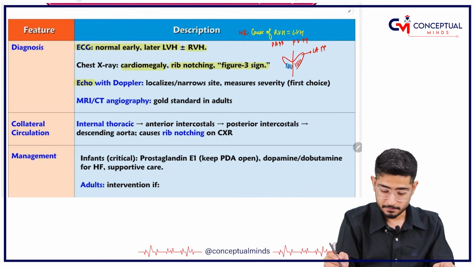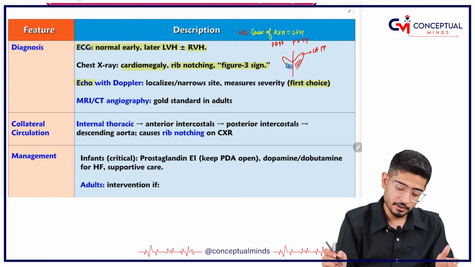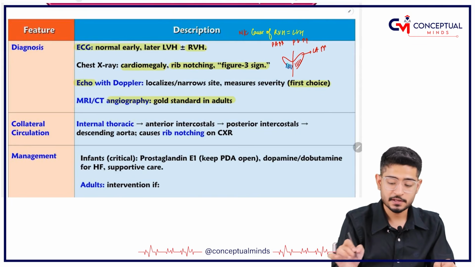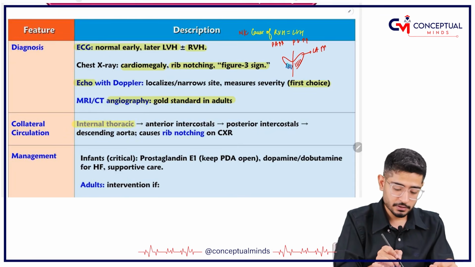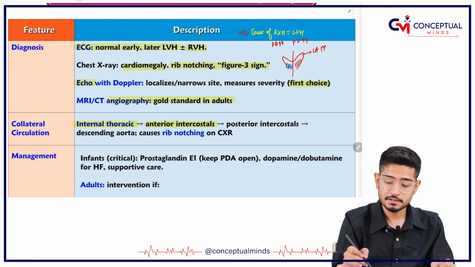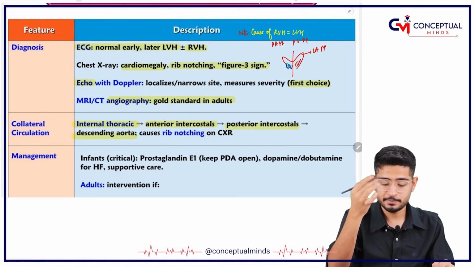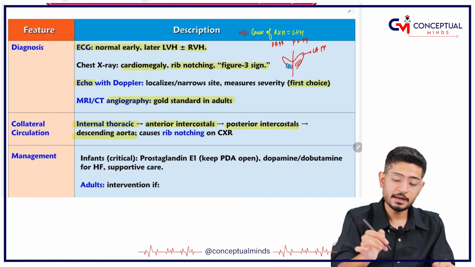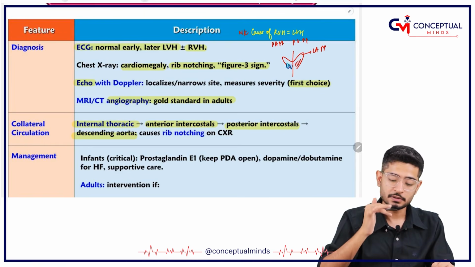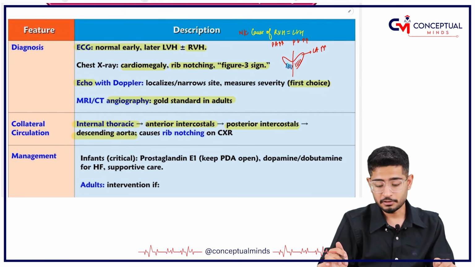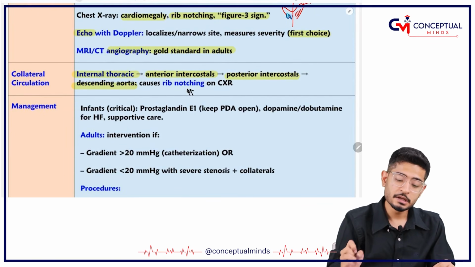Echocardiography is important. It's actually the first choice. But since the problem is in the artery, we have to do angiography, which is actually the gold standard investigation in adults. Collateral circulations, I have told you: the internal thoracic, then anterior intercostal, posterior intercostal, descending aorta. This is the collateral supply which develops and which is actually a lifesaver. But it is responsible for causing rib notching.